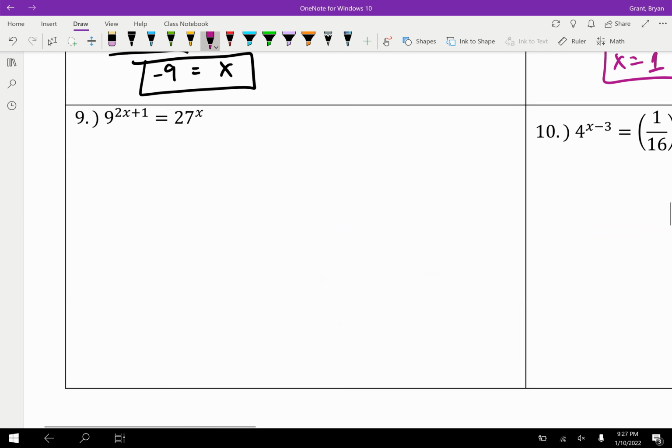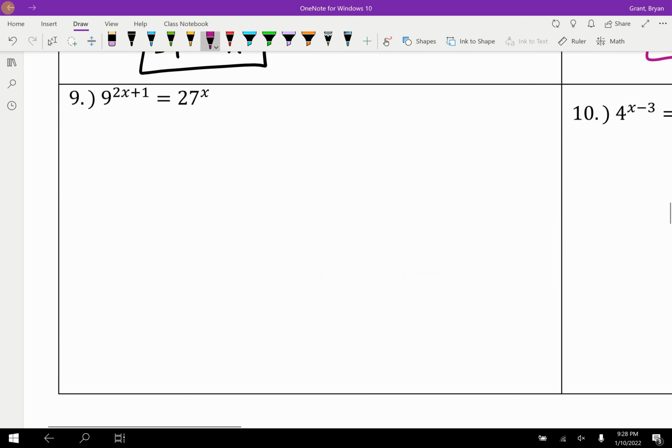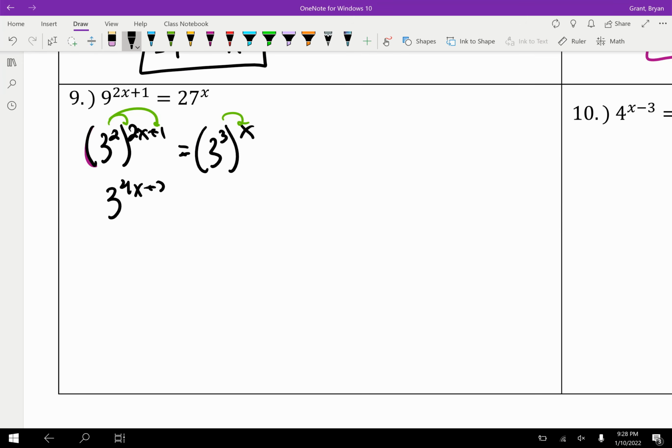All right. 9 to the 2x plus 1 equals 27 to the x. Uh-oh. I don't think 9 to a power is 27, at least not nicely. I think we'll have to change both of these. I think 9 is going to become 3 squared. And 27 will become 3 cubed. There we go. And to simplify, we do have to distribute. We have to multiply. So we end up with 3 to the 4x plus 2 and 3 to the 3x.